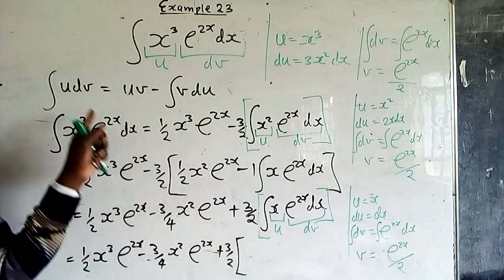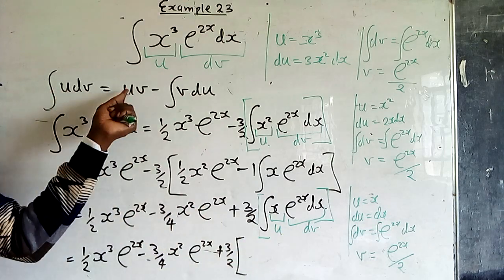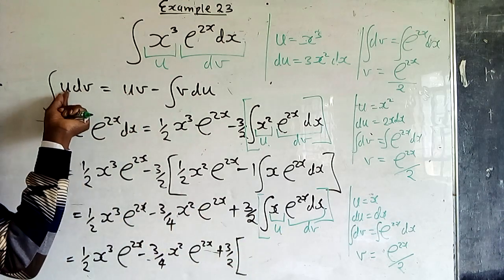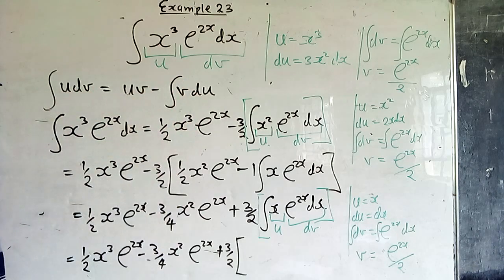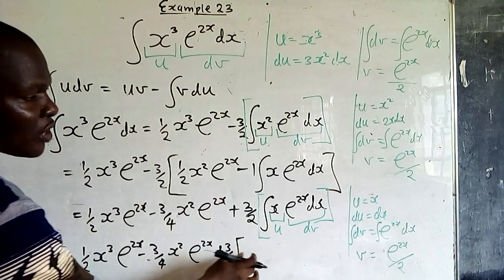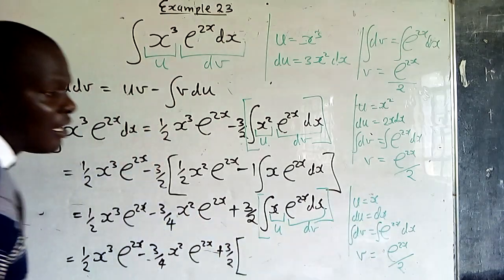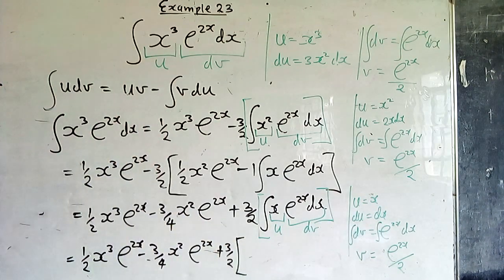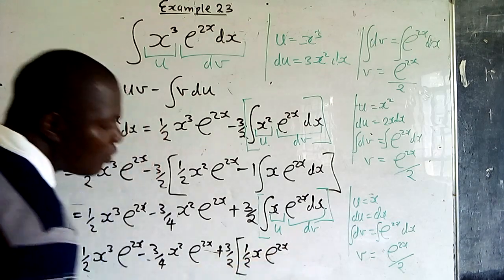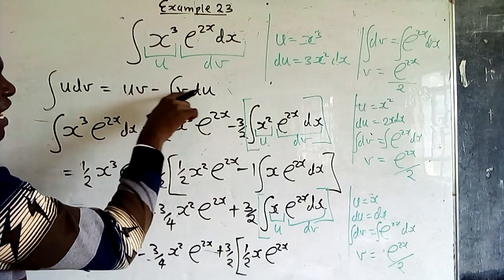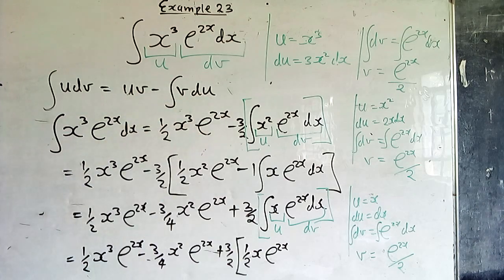If you have the integral of u dv, what do you get? uv minus the integral of v du, isn't it? So what is uv? u times v. u is x, v is a half exponential 2x, isn't it? If you multiply, then you get a half x exponential 2x. Then it is minus the integral of v du, isn't it?